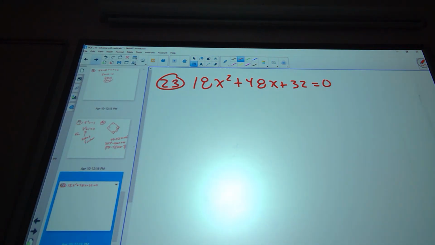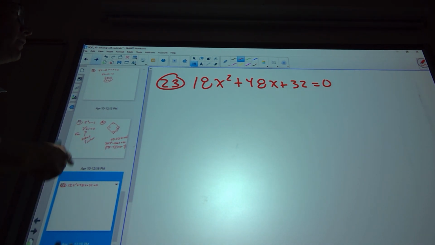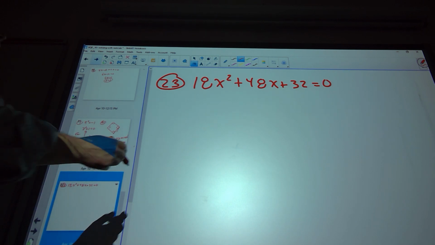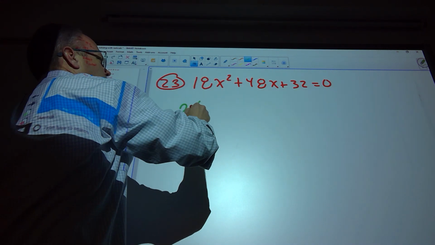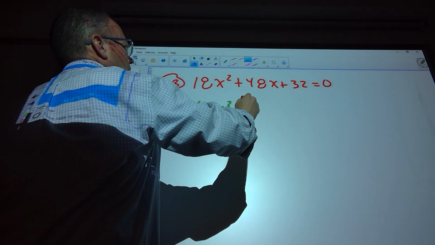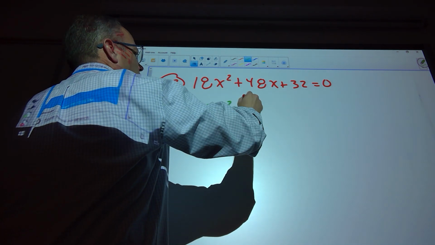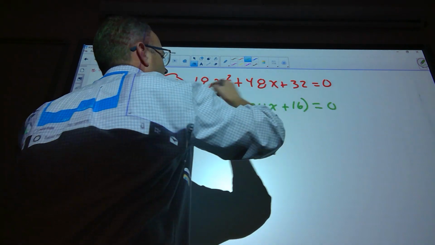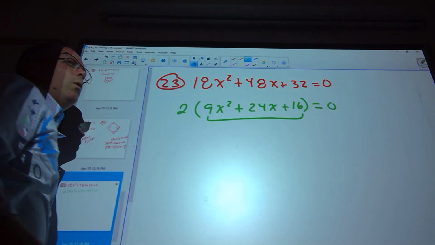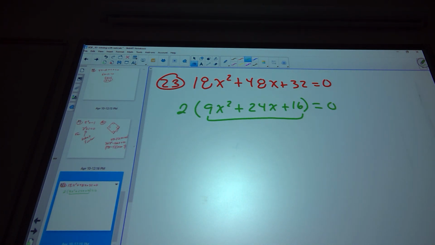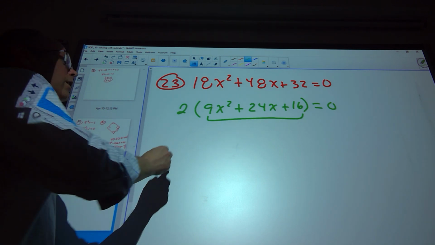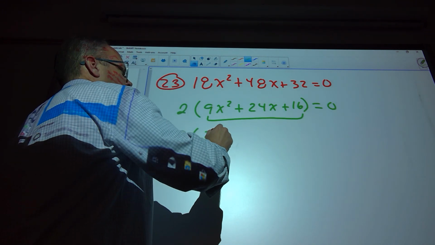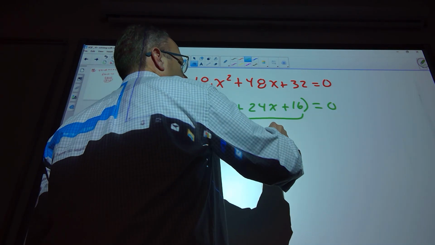Okay. So the first thing we have to look at is that it looks like everything can be divided by 2. So I'm going to bring a 2 out front, so I get 9x squared plus 24x plus 16. Now something to keep in mind, this appears to be a perfect square trinomial, because the square root of 9x squared is just 3x, and of 16 is 4. So I'm pretty sure this is 3x plus 4 and 3x plus 4.